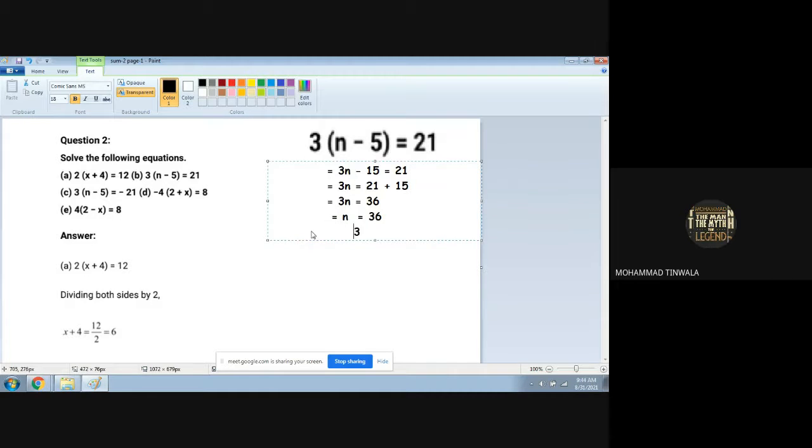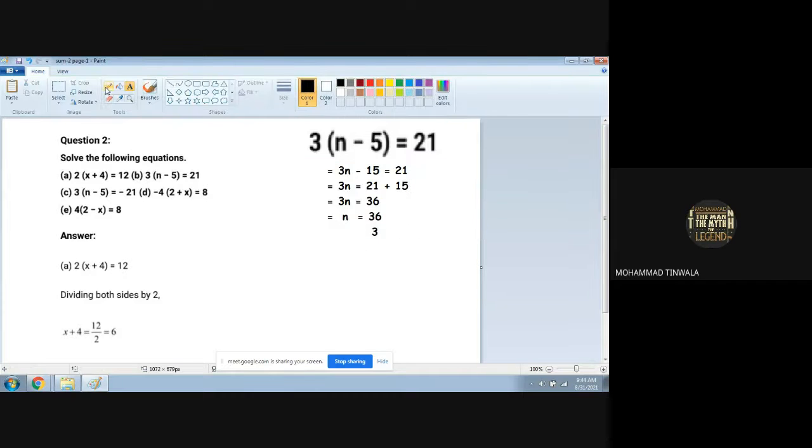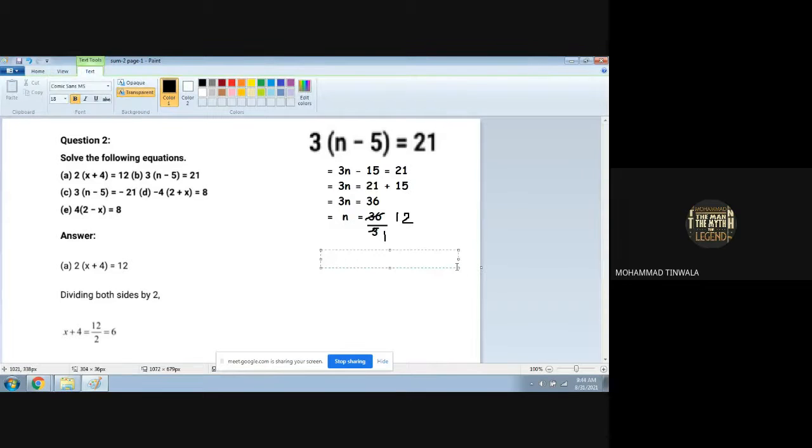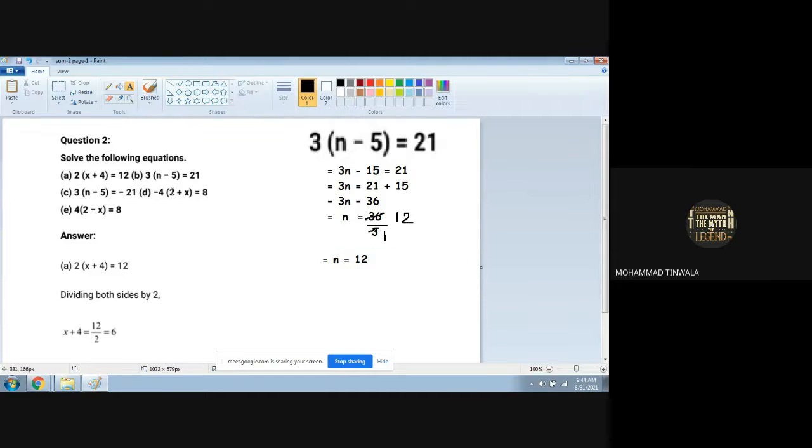Yes, sir. So now this 3 was multiplying, so we take it towards the right side. We took this to the right side, so it is in division form. 3 1s are 3, 3 12s are 36. So in the last part, we can say that n is equal to 12 is the answer. Any doubt here? No, sir.